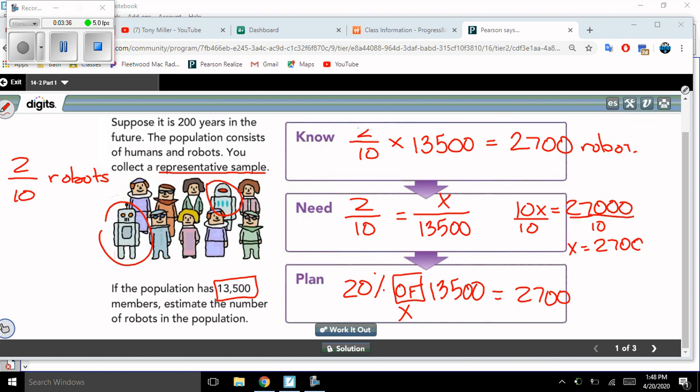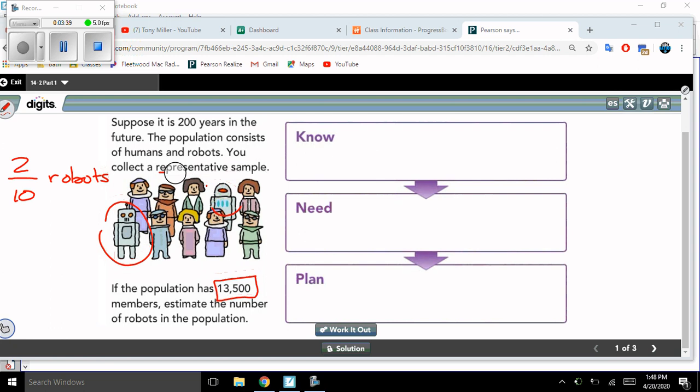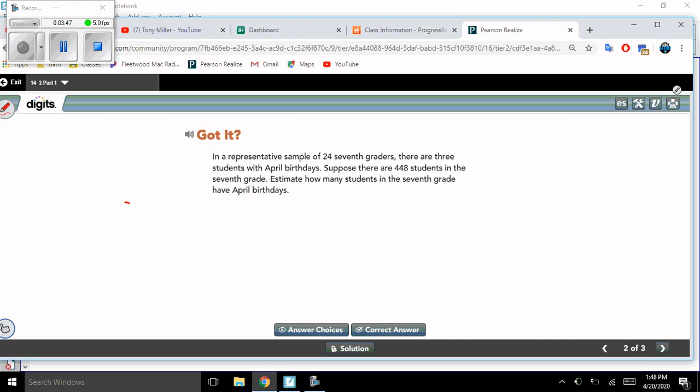Okay. It looks like down the road that potentially what they're going to be using is the idea of that COP, or that constant of proportionality. So I'd be a little bit aware of that technique. All right. In this particular situation, we have a representative sample of 24 7th graders. First things that we need to identify, representative sample. We have 24 7th graders, and there are 3 students with April birthdays. So out of the 24 students in my sample, 3 of them have April birthdays. So we could set up our COP then as 3 over 24.